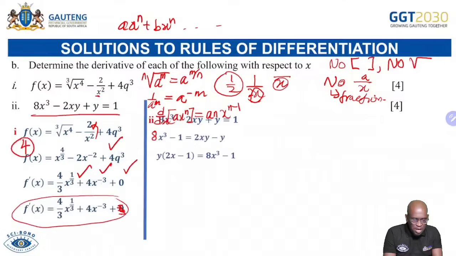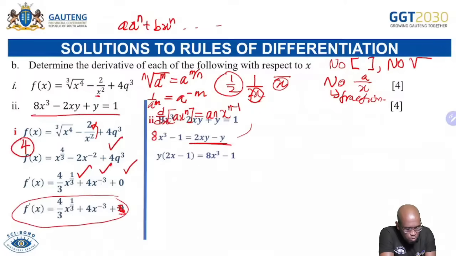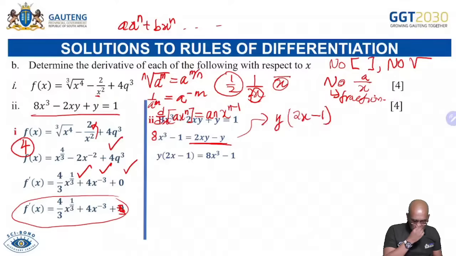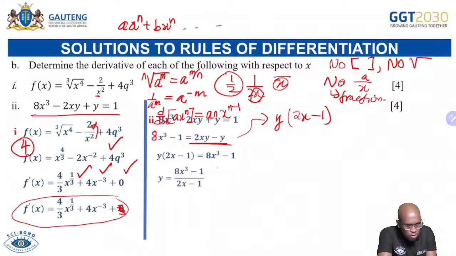okay? So this becomes y is equal to, now we are going to take out a common factor of y here, which means that we would have y into 2x minus 1, okay? And then from there, we divide both sides by 2x minus 1, all right? So that we will now get everything written in terms of x. So y is 8x cubed minus 1 over 2x minus 1. And this is the difference of 2 cubes from grade 10, okay? Difference of 2 cubes, okay?